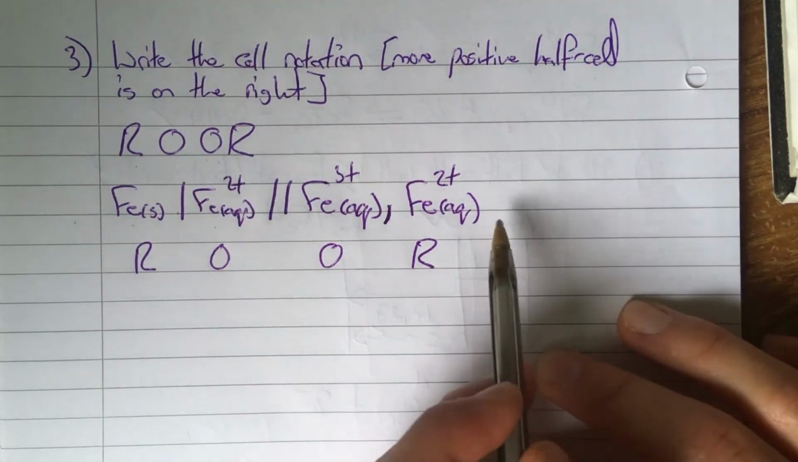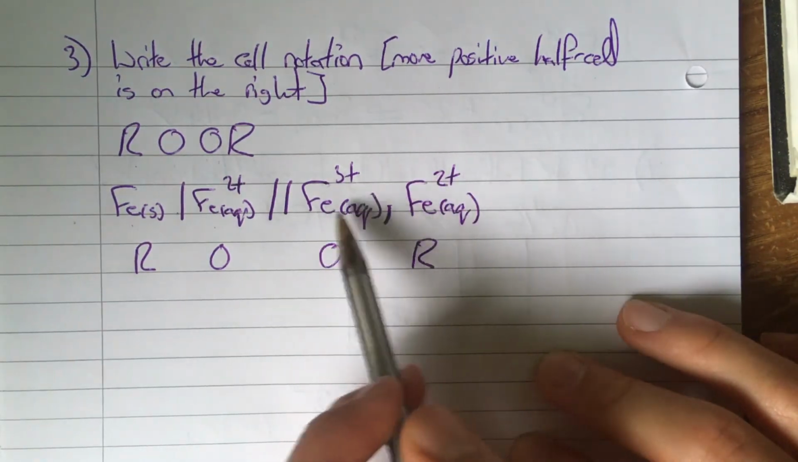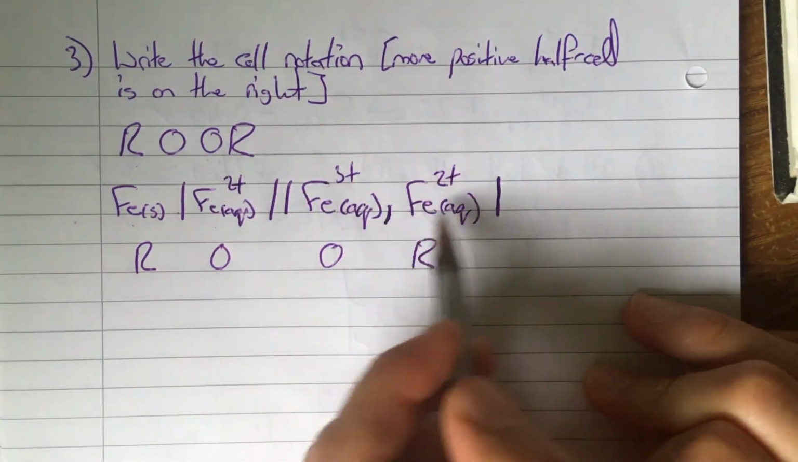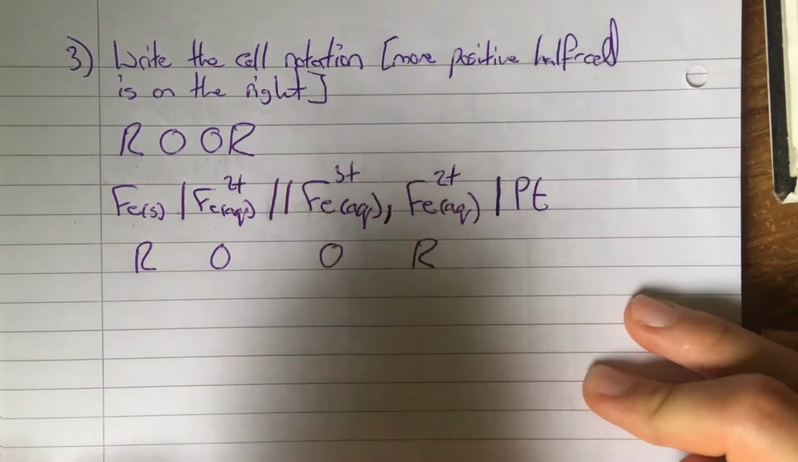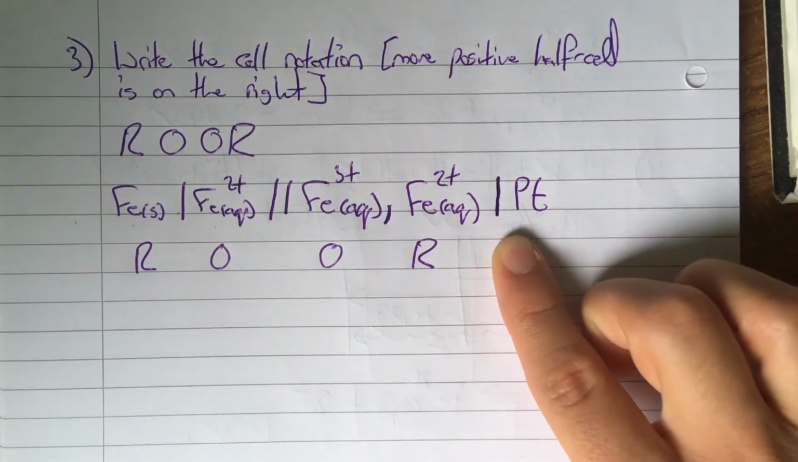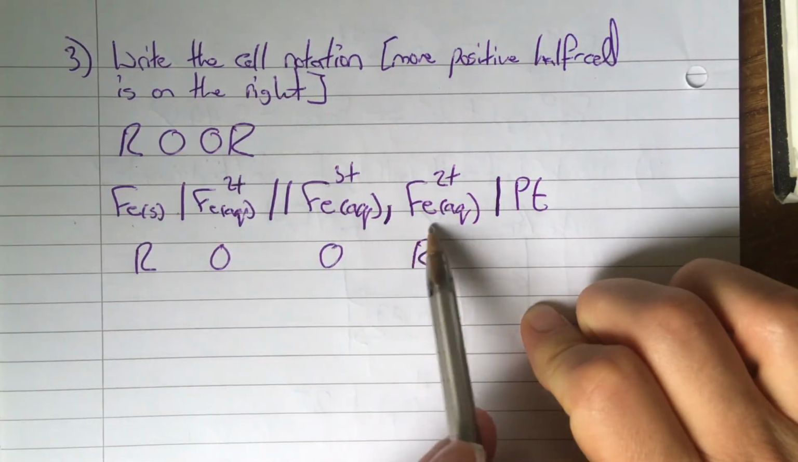And if I'm told that I have a platinum electrode on this side to catalyze this reaction, I've got a phase boundary between my ions in solution and my platinum, so I can draw that in at the end there if I'm told that there's a platinum electrode. So this is my cell notation for this overall reaction.